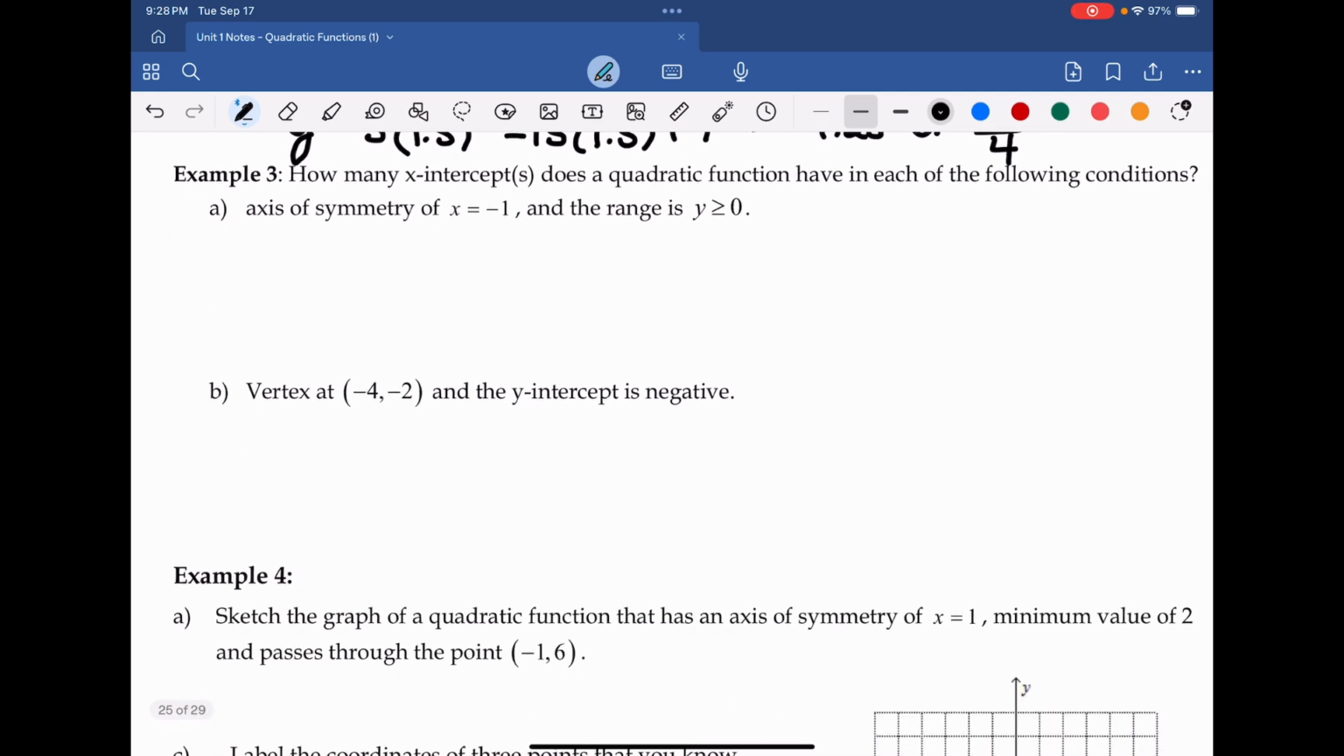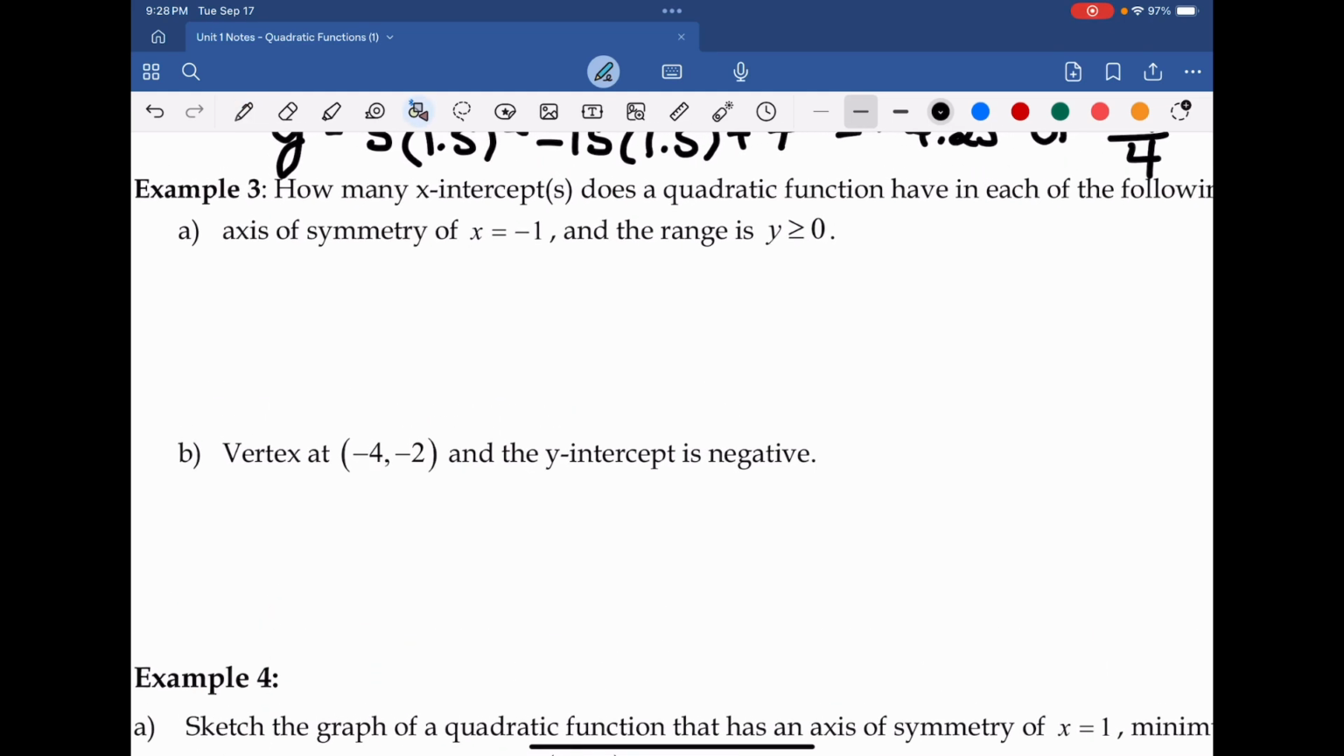They say for these ones, how many x-intercepts does a quadratic function have in the following conditions? As soon as they give you a question like this, what I want you to be thinking is, I must draw out a basic Cartesian plane. Something very, very basic, just like this, where it's like x and y, and we want to make sure we just have the standard Cartesian plane so that we can sketch a rough sketch of what this situation is.